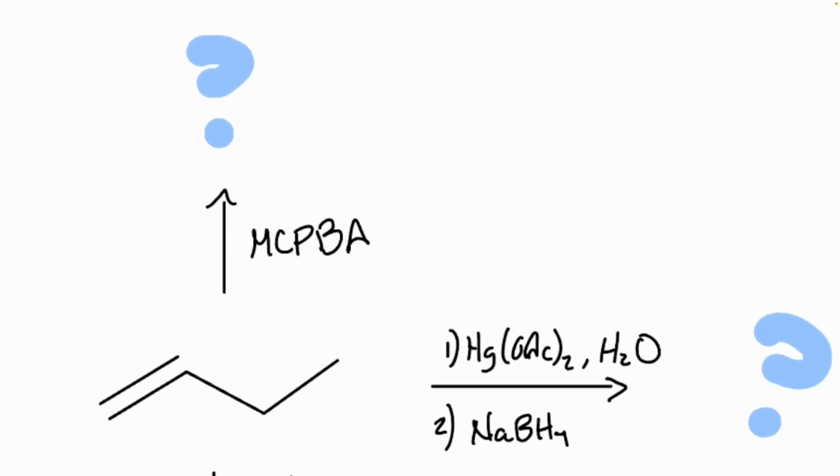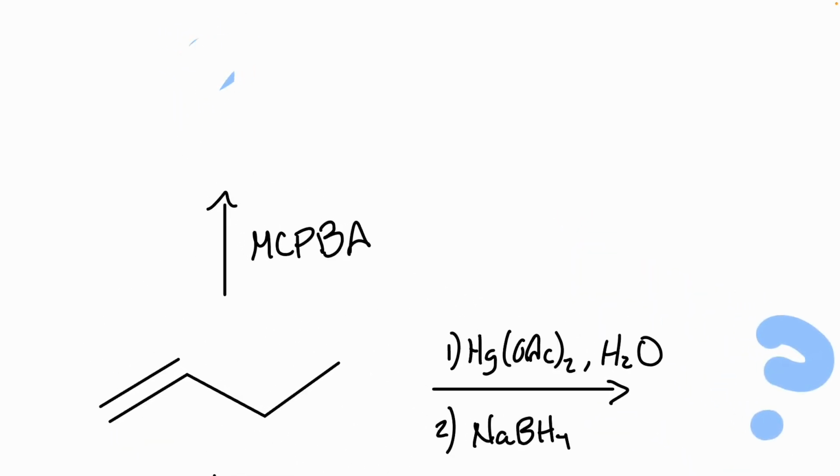All right, so let's start with the one that I think we all know just because we kind of beat it to death in this past week. MCPBA is going to create an epoxide. 1,2-epoxybutane based on what we learned today, right? We can name this thing now.